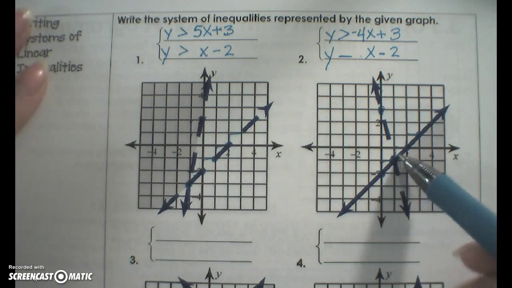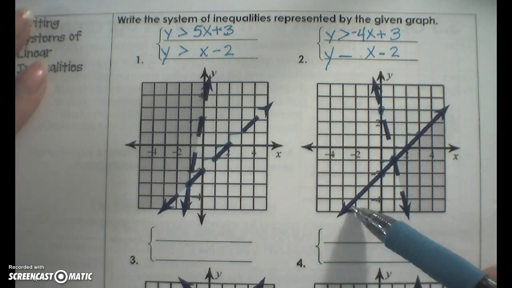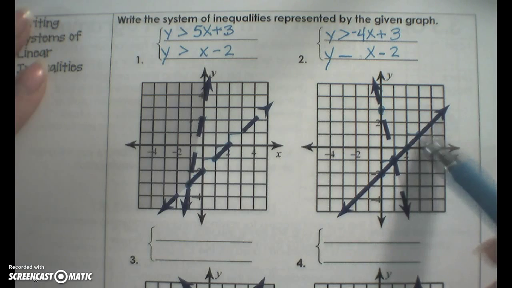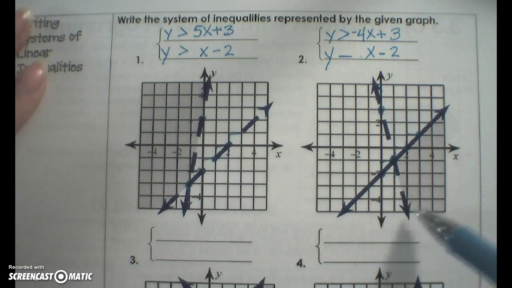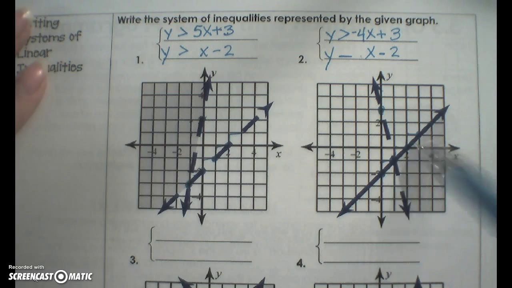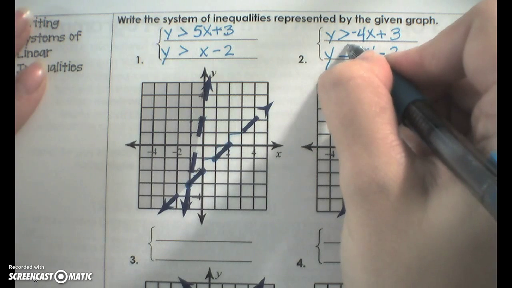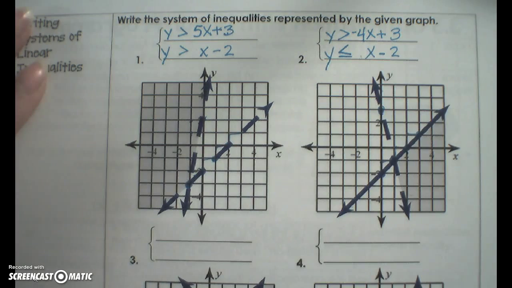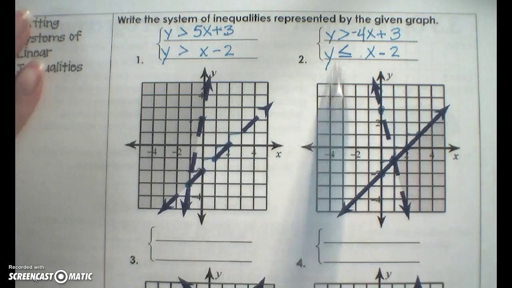For this solid line though, it looks like we're having all the shading where the mechanics of the escalator would be, which would be below the solid line. So we want to make it a less than for that second one. Y is less than, and then or equal to because it's solid.